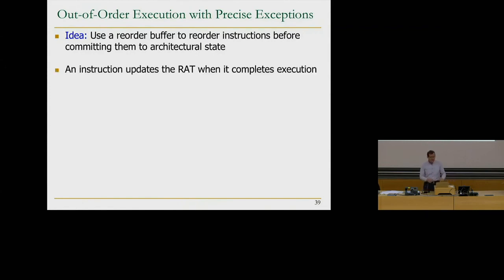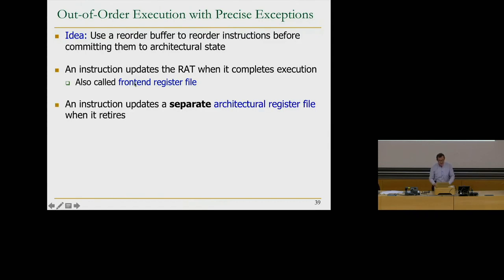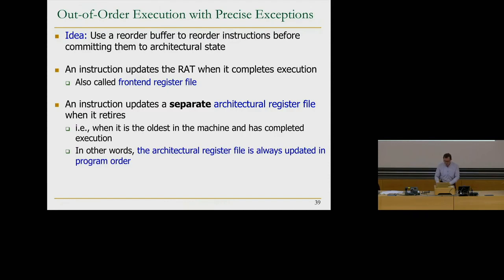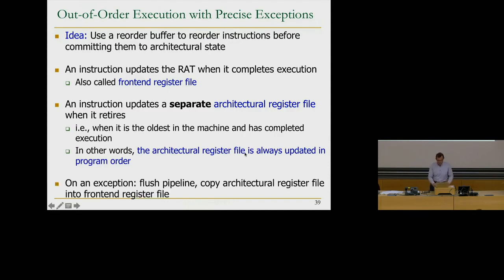So the way this works is an instruction updates the register alias table when it completes execution. This is called the front-end register file, because we're going to actually have two register files now. And now we're going to introduce a separate architectural register file, and an instruction updates the separate architectural register file when it retires. So this front-end register file is very similar to what we've shown. But the separate architectural register file will be updated when the instruction is the oldest in the machine and has completed execution. Makes sense, right? That's really your architectural state now. So basically, the architectural register file is always updated in program order now.